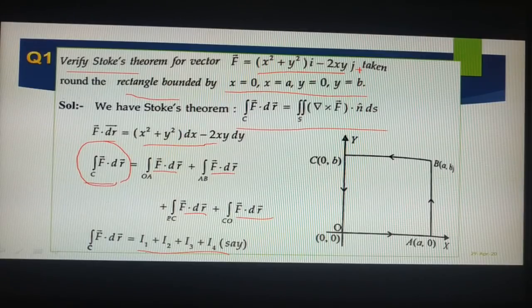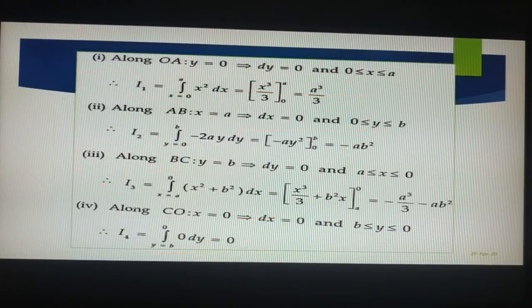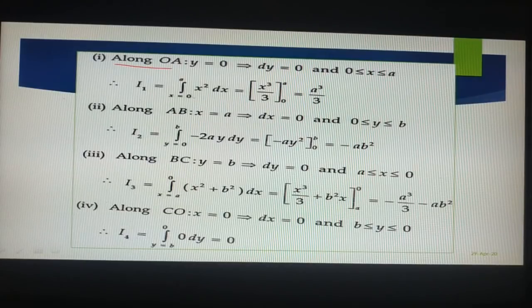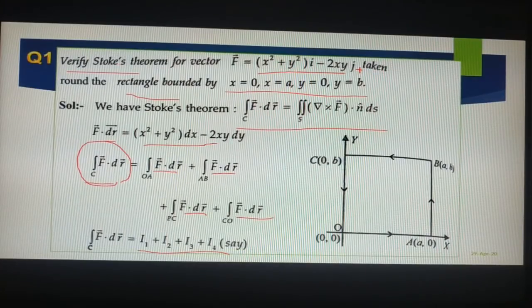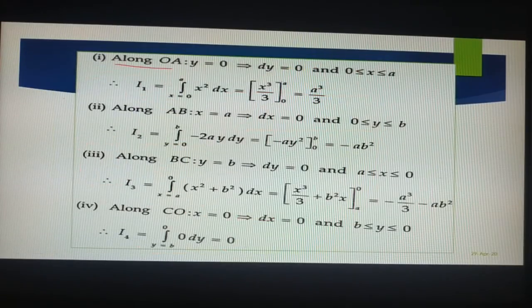So one by one, I am taking each one as an integral I1, I2, I3, I4, but that much is not required. So anyway, along OA, y is equal to 0 and x is varying from 0 to a. Along OA, y is equal to 0 means the change in y, that is dy, is 0. But x is varying from 0 to a.